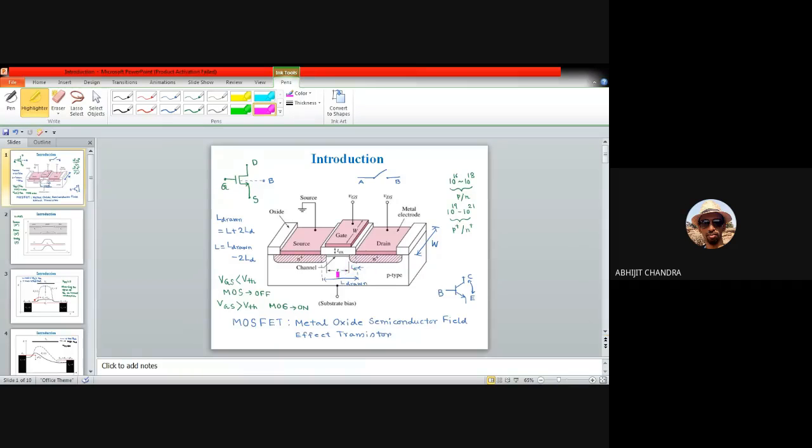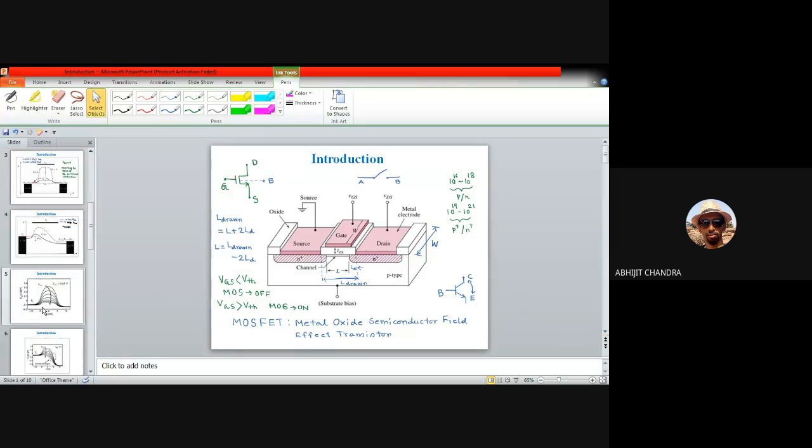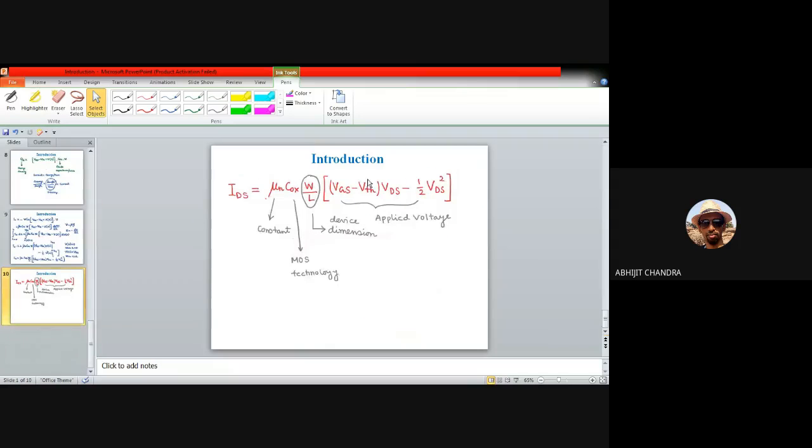So the entire useful operation of the MOS is being carried out within this channel region, beneath this oxide layer. So that's why whenever we talk about L, the length, it is the length of the channel, not the length of the entire device. That is one part. And the most important part is that this drain to source current, or drain current, is essentially a function of W by L.